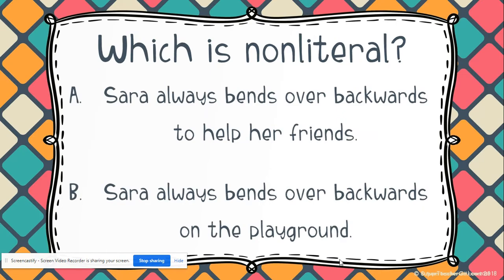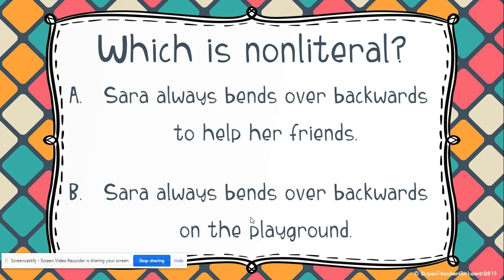So here's another game. Here's where we have to decide if it's A or B, which one is the non-literal sentence. Is it A, Sarah always bends over backwards to help her friends? Or is it B, Sarah always bends over backwards on the playground? Well, I know from the beginning of this lesson that literal is something that can happen. So if I look at B, Sarah always bends over backwards on the playground, well, maybe on the playground she bends over backwards. Maybe she's doing back bends.